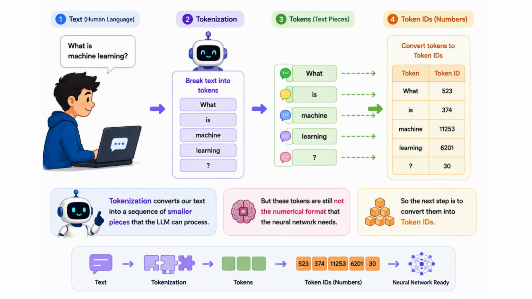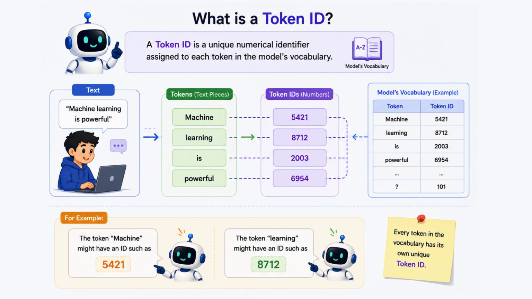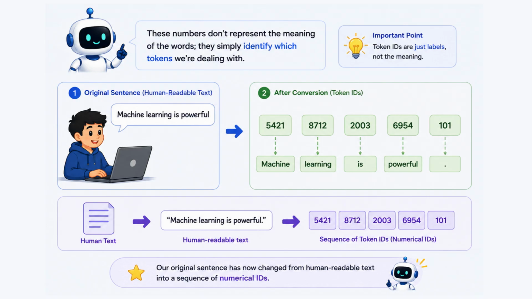But these tokens are still not the numerical format that the neural network needs. So, the next step is to convert them into token IDs. A token ID is a unique numerical identifier assigned to each token in the model's vocabulary. For example, just for understanding, the token "machine" might have an ID such as 5421, while "learning" might have another ID such as 8712. These numbers don't represent the meaning of the words, they simply identify which tokens we're dealing with. So, our original sentence has now changed from human readable text into a sequence of numerical IDs.